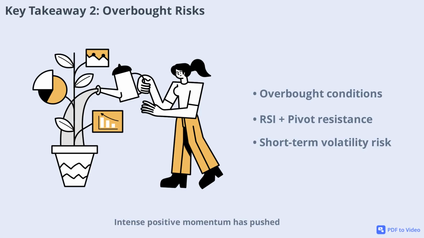Second key takeaway is the elevated risk of overbought conditions. Intense positive momentum has pushed several stocks into significantly overbought territory, especially where high RSI readings converge with key pivot point resistance levels. For stocks like DD, INCY, and EXAS, this confluence signals potential exhaustion and increases the risk of short-term volatility or a price pullback. Investors should be mindful of these warning signs when making decisions.